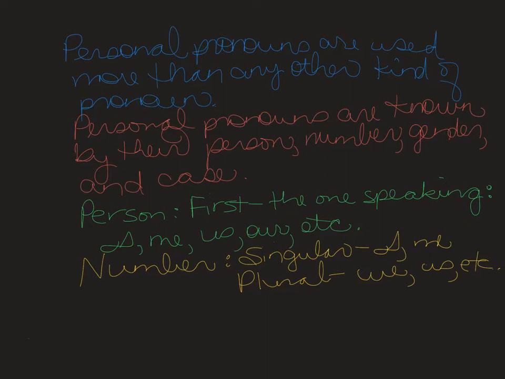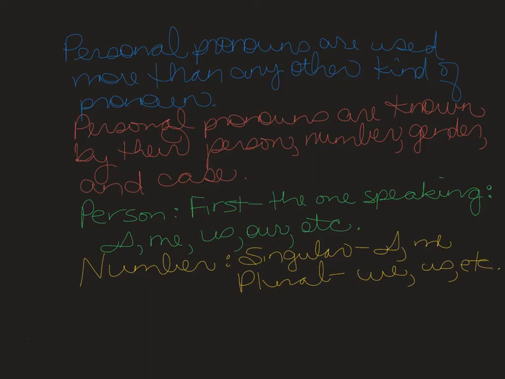Person. First person is the one speaking. I, me, us, our, etc. I just realized I did not put second and third person on here, and I apologize, so just listen up. Second person is the person being spoken to. You, okay, and it's singular or plural, it's just you, always, okay?